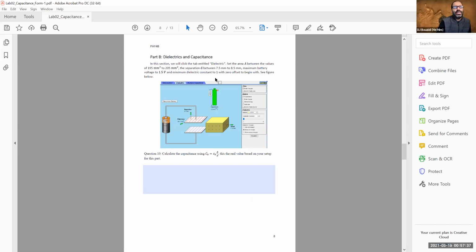This is the dielectric. This is the second tab in that same graph. So basically now you're going to have anywhere between 195 to 205 the area. So you have to adjust the area so that it matches this number. And the D to be anywhere between 7.5 to 8.5 millimeter. I think I took 7.1. You can take any number in between. So again, it's your choosing. Please do not choose the numbers I chose. Make sure you stick to these values though.